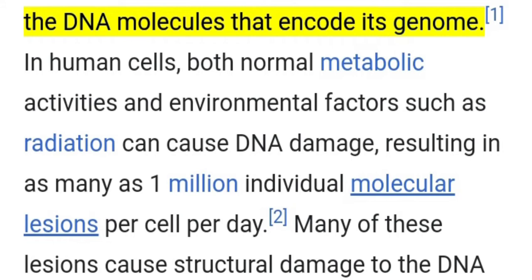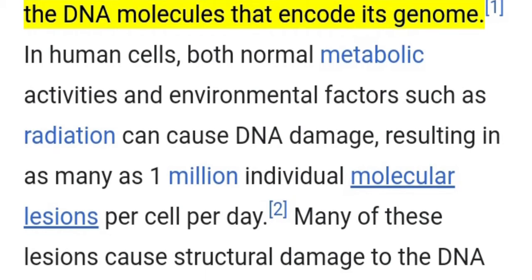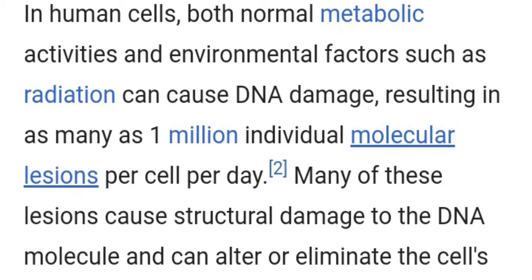Now, in human cells, both normal metabolic activities and environmental factors like radiation can cause DNA damage, resulting in as many as 1 million individual molecular lesions. What are lesions actually? Molecular lesions are damage to the structure of a biological molecule. Here we are talking about DNA, so damage to the structure of DNA can be called lesions.